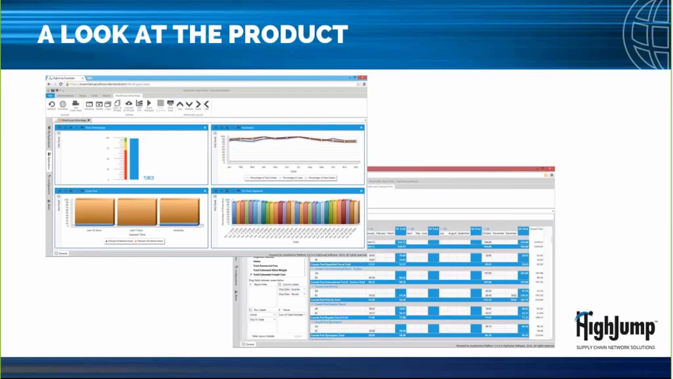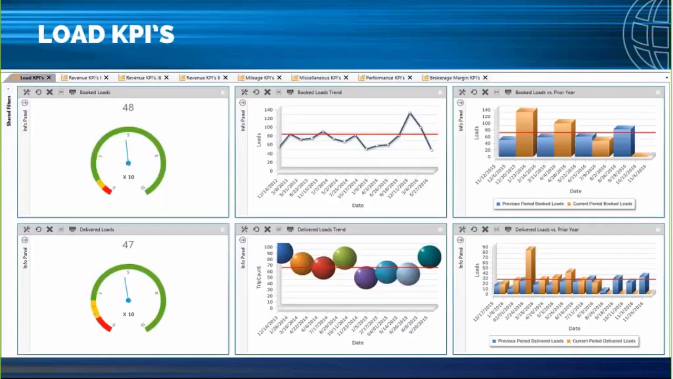Let's take a look at some of the different KPIs that are built into the Pulse product. This is an example of some of the load KPIs that come with the Pulse product. Once again, we're looking at a view, and within that view, there are 6 different panels. We can see our booked loads KPI in the upper left, and we can set this up so it can look at any date range, and this goes for any of the KPIs, whether we want to look at the booked loads today, this week, this month, this year. Once again, any user-definable time frame, you can set that up. And in real time, as loads get booked, this gauge is going to move.